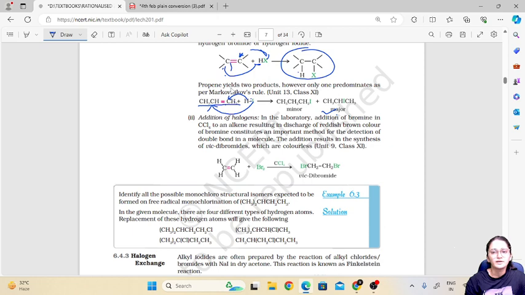So here the major product is the one where we get iodine attached to the middle carbon, and hydrogen attached to the last carbon. And here iodine attached to the last carbon, so this is the minor product.